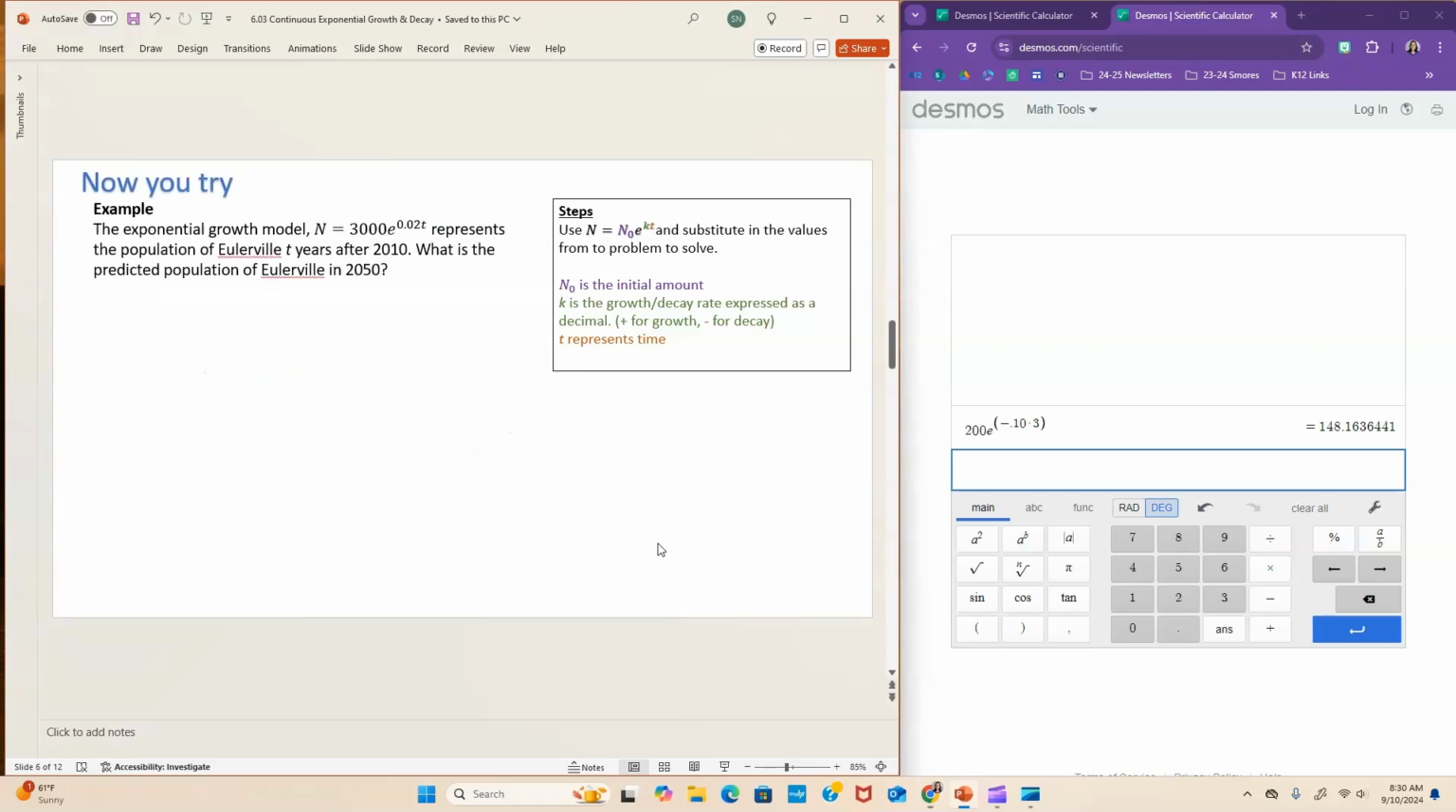So now you can go ahead and pause the video and try doing this example on your own. So in this one, it already gives us the formula, right? We have our growth model. So we have just now to figure out the value of time.